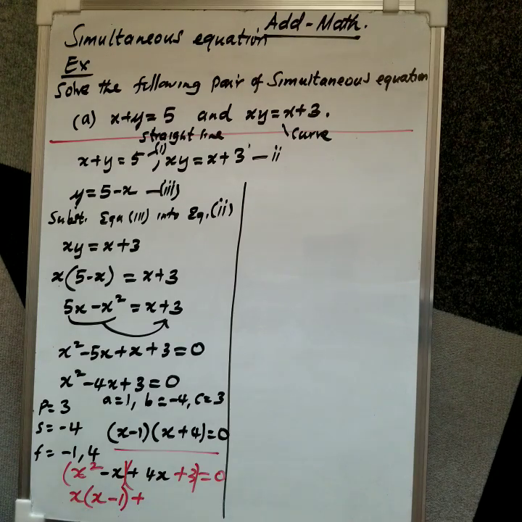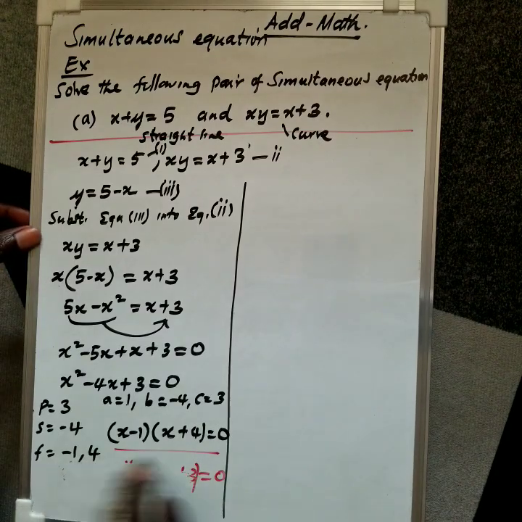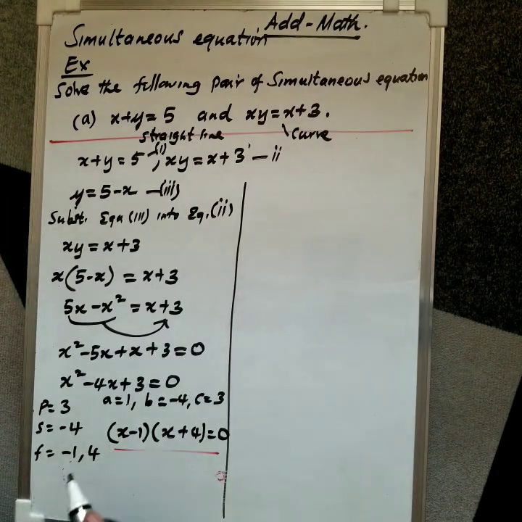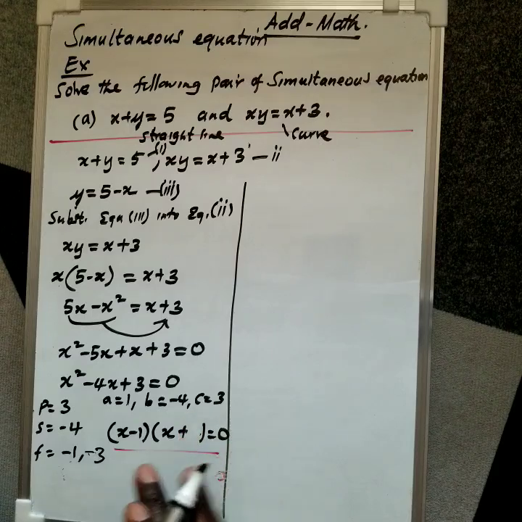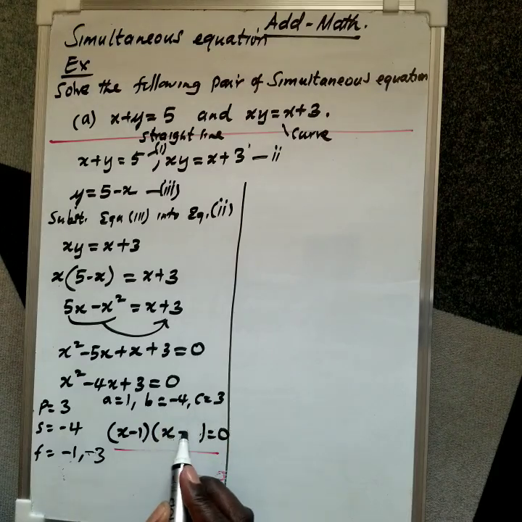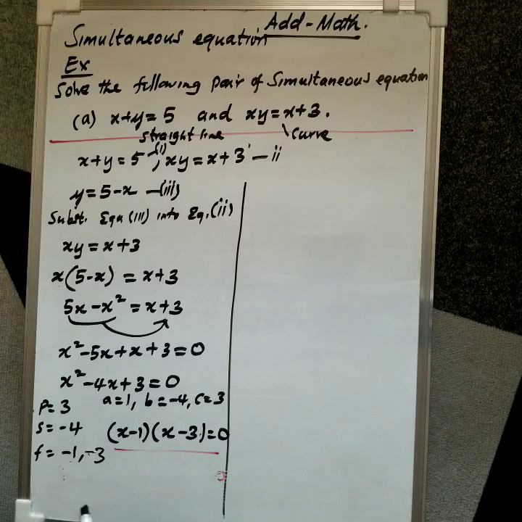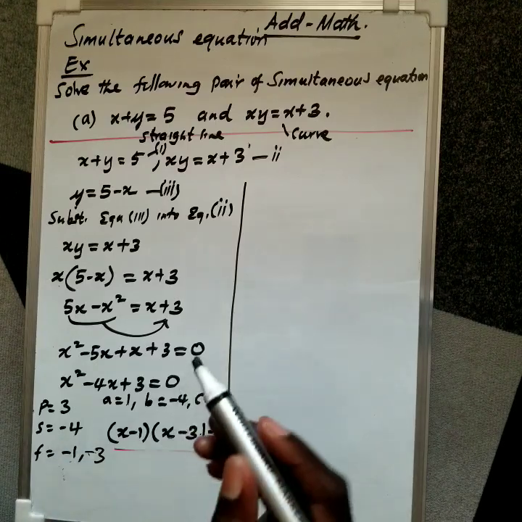Sorry, the factors there, sorry for that, I think we rushed too much. The factors there are simply negative 1 and negative 3. So this one was supposed to be also minus 3. So okay, these are the correct factors. Sorry for that, I think I rushed myself.